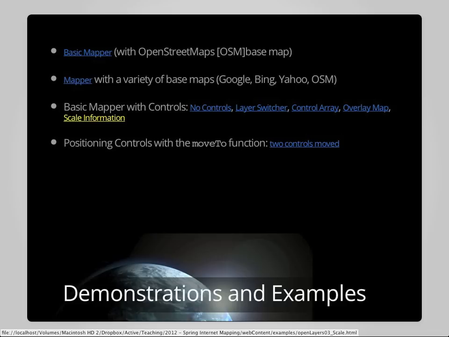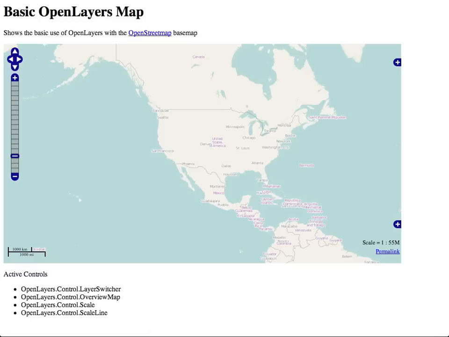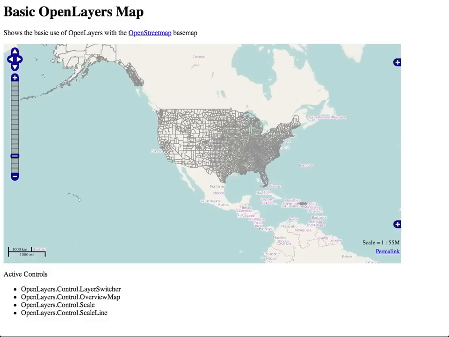Finally, another control that you might find useful is a control that displays scale information. There are actually two controls that you can choose from for representing scale. This control here, in this case saying scale equals 1 to 55 million, is known as a scale control. And here in the lower left corner, this is actually a scale line control. You can add one or both or neither to your map depending upon the representation that you would like.